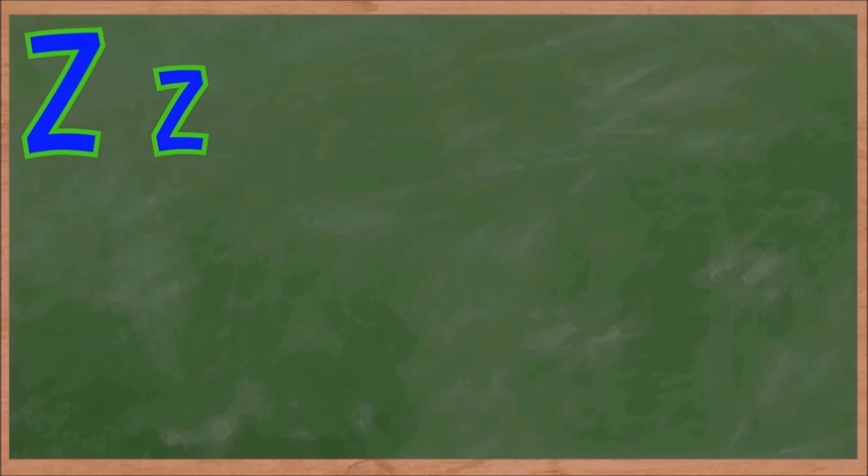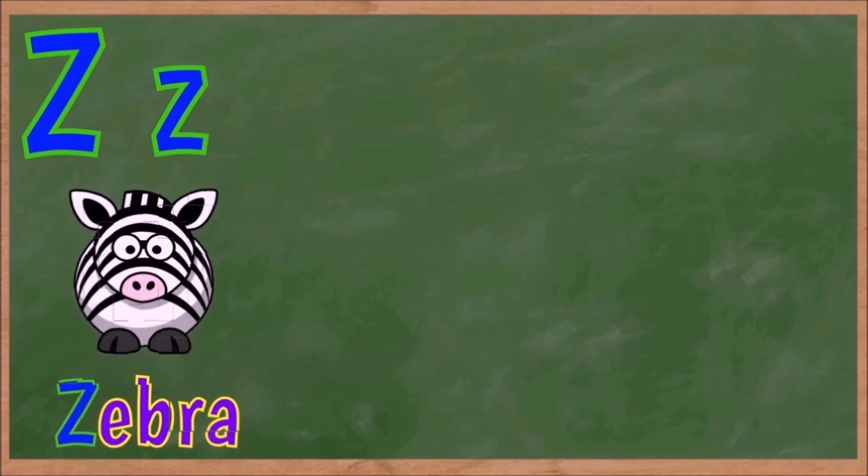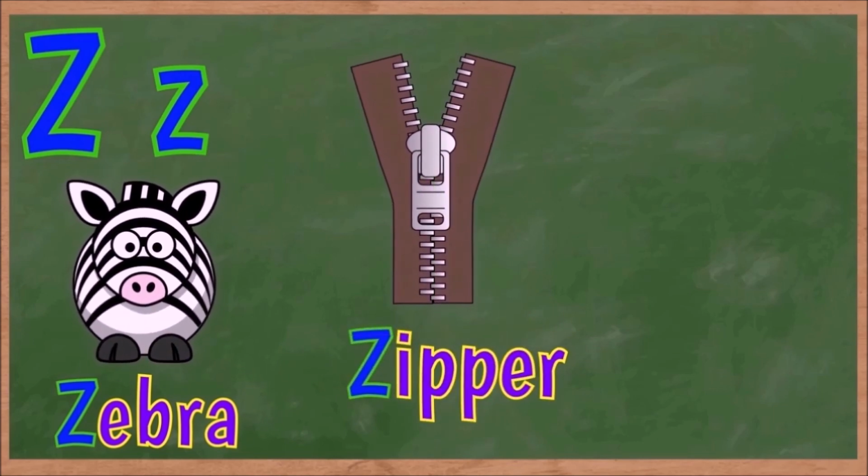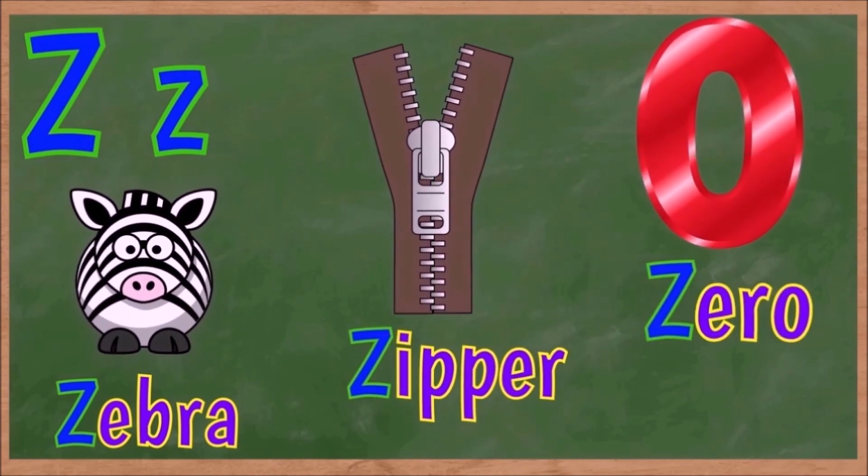Here we go, the last letter. The last letter is the letter Z, and the Z makes a Z sound. Give it a try. Z. I got that one. Did you get it? Z for zebra. Zipper. Zero.